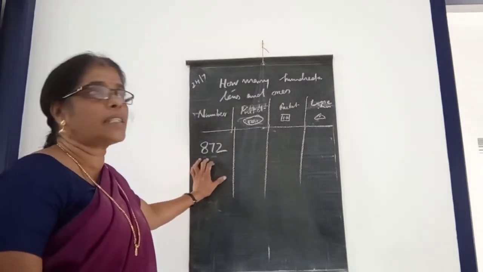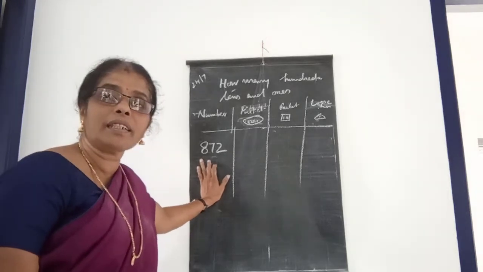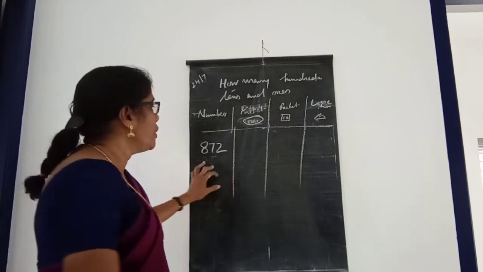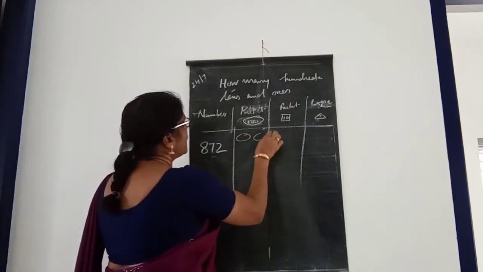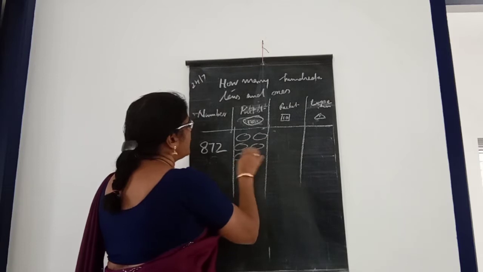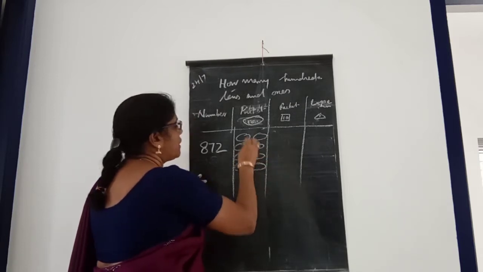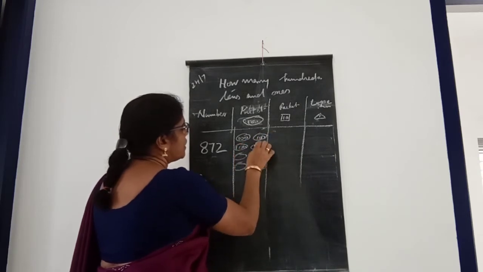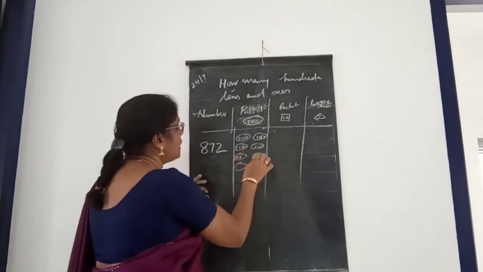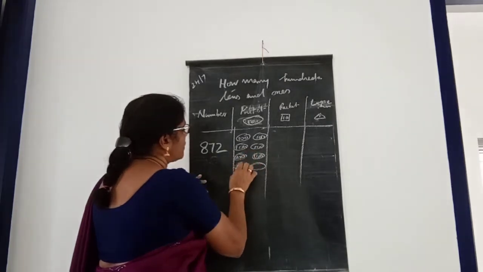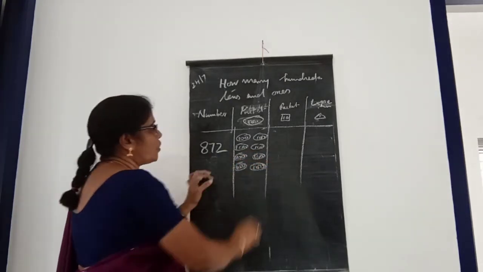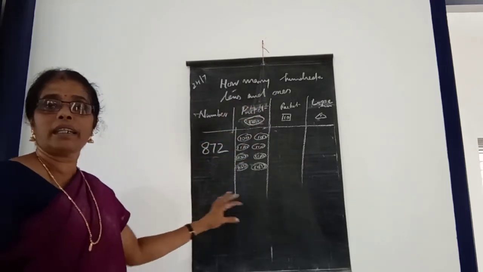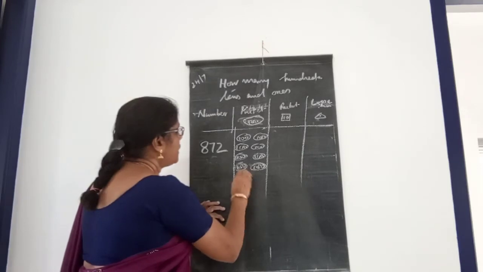So how many hundreds in that, children? 872. 800. So you can draw it here. 800. 1, 2, 3, 4, 5, 6, 7, 8. And you can write it here, that is the packets of 100. Then in every circle you can write 100. So 1, 2, 3, 4, 5, 6, 7, 8. 8 into 100, 800s.